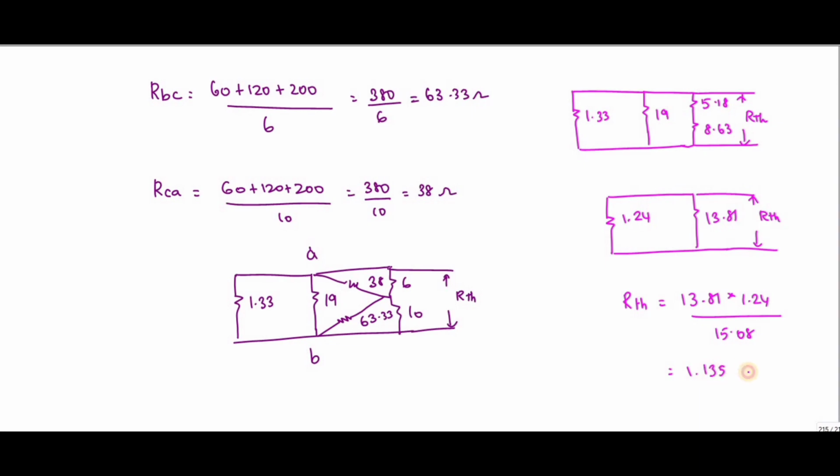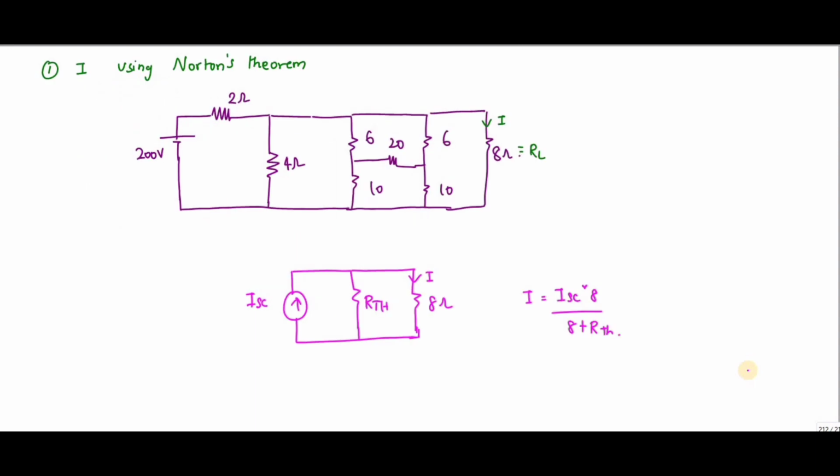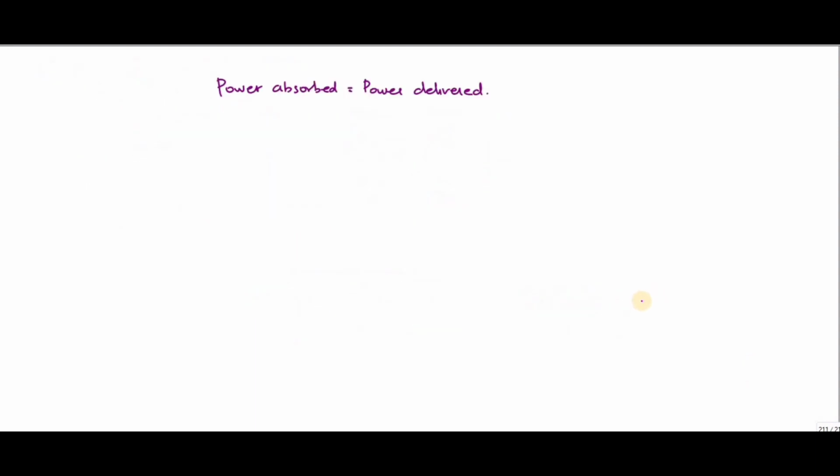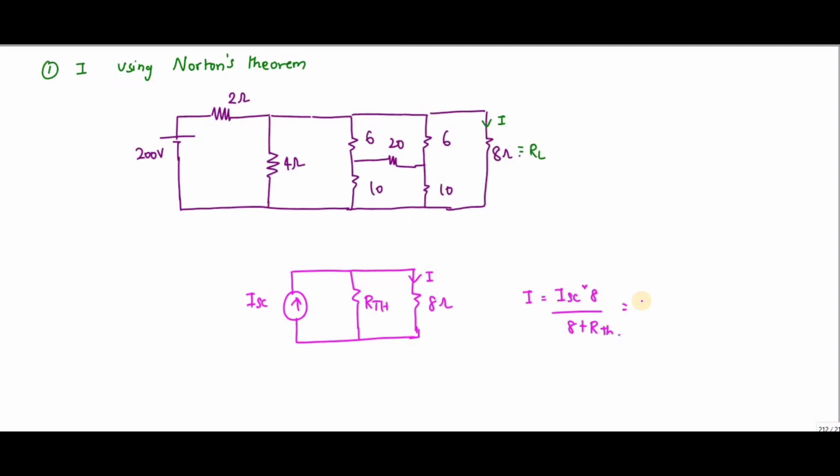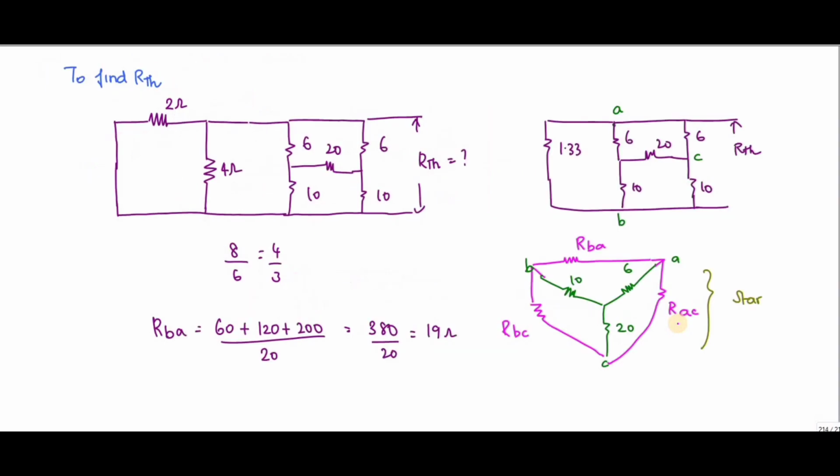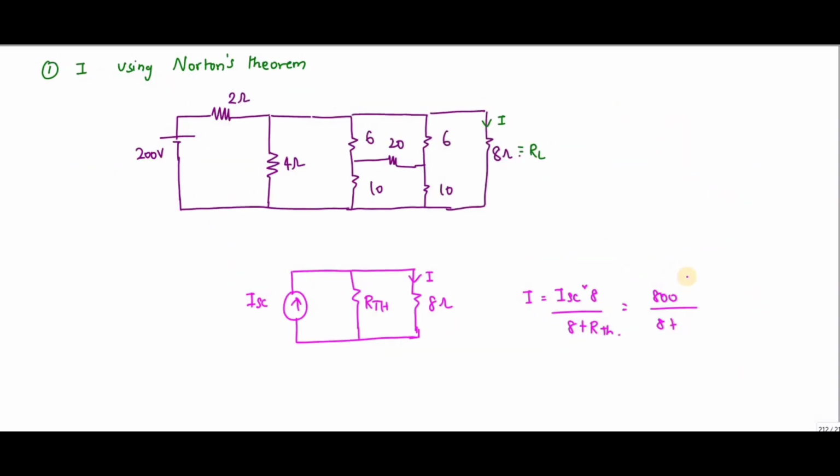So you substitute in this value. The ISC value is 100, so 800 divided by 8 plus 1.135. What is the value? 800 divided by 9.135 is 87.57 amps.